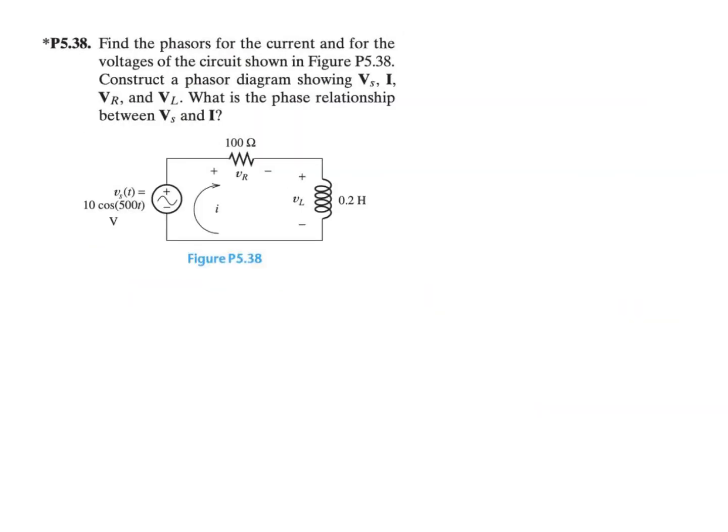Question P 5.38. Find the phases for the current and for the voltages of the circuit shown in figure P 5.38. And we are also asked to draw a phasor diagram and find out the phase relationship. So let's first find the phases for the current. Well, to find the current here, let's observe what's in this circuit. So we have three elements. One is the voltage source here. One is a resistor, and the other one is an inductor.